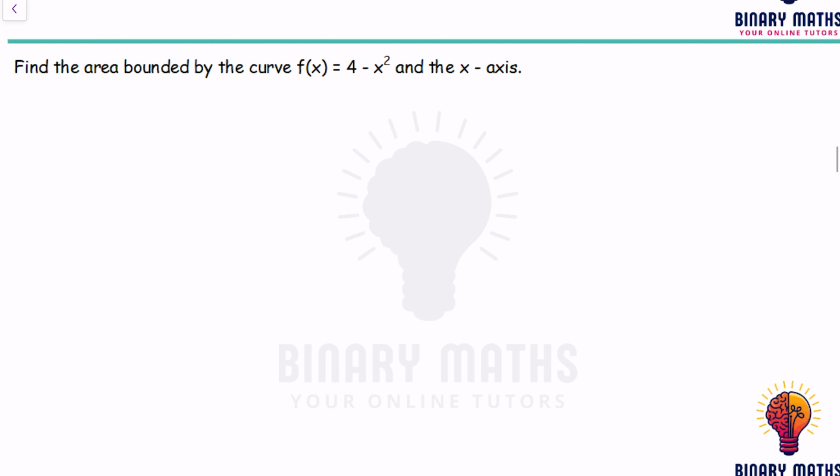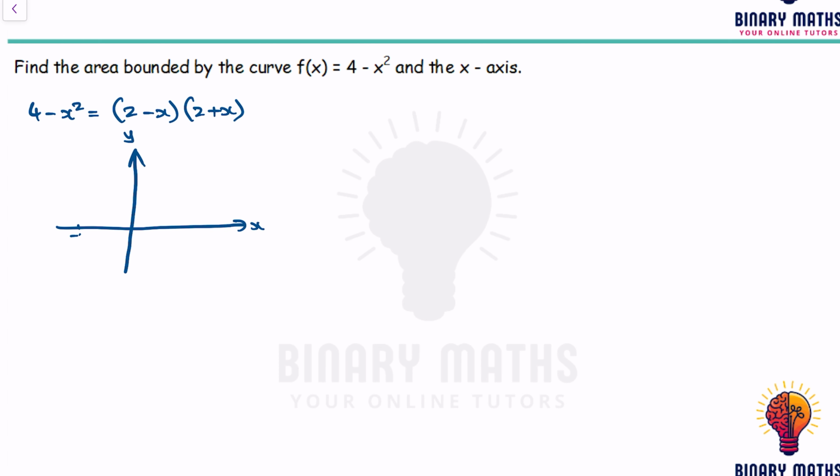Okay, find the area bounded by the curve f of x is equal to 4 minus x squared and the x-axis. 4 minus x squared is the difference of squares, so it's 2 minus x times 2 plus x. When I draw this out, there's a root at minus 2 and a root at 2. So we're trying to find the area bounded by the curve and the x-axis. So it's basically this part.